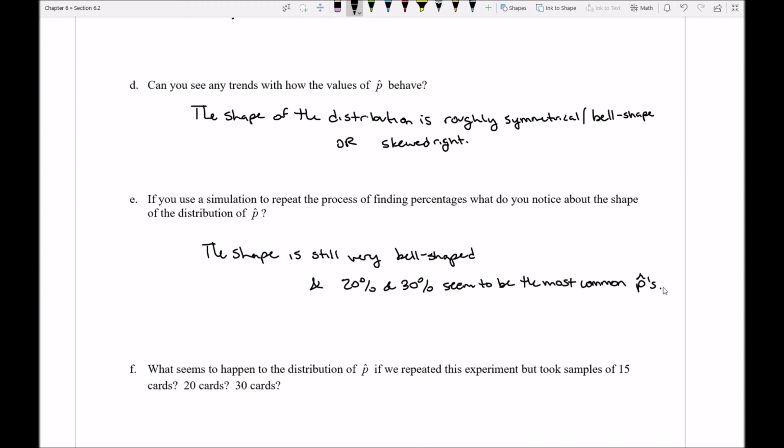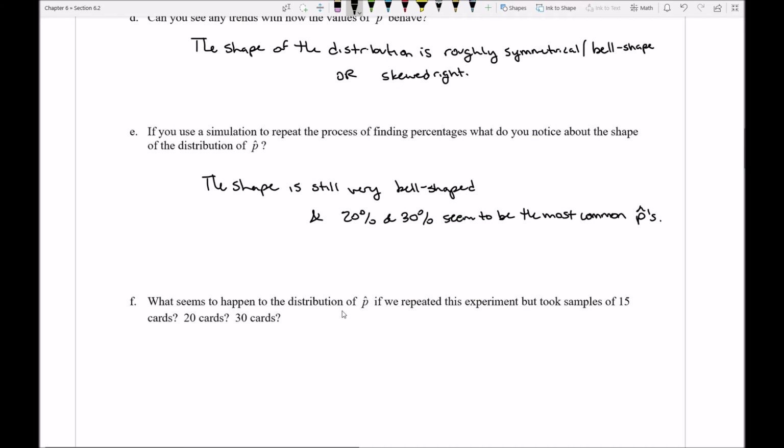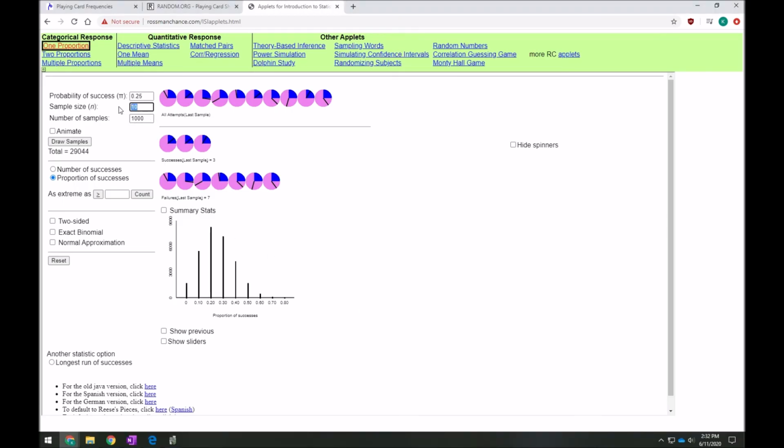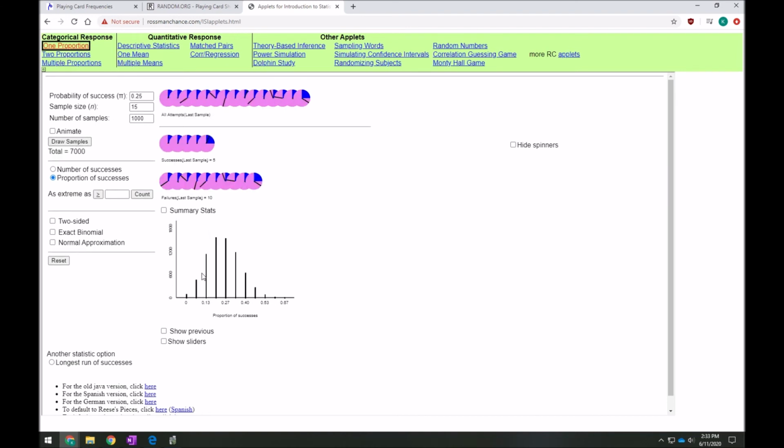Okay, so what about part F though? What seems to happen to the distribution of p-hats if we were to repeat the experiment, but maybe we took more cards out of the deck every time we computed our sample? Well, let's see what would happen here. What if instead of drawing 10 cards out of the deck, I drew 15? Well, if I was to do this, I can start to see first off that some new percentages are going to be possible. If I'm pulling 10 cards out of the deck, I can only get percentages of like 10%, 30%, 70%. But if I'm doing things out of 15, I can get weird percentages with awkward decimal amounts. And so I can see here on my number line, some different percentages seem to start popping up.